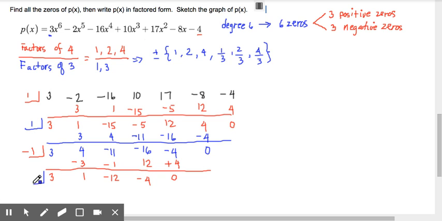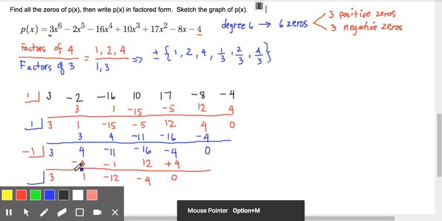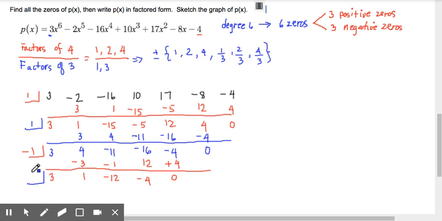So now we're going to test another number from our list. The first number that we tested was 1, and then negative 1, now 2, and then negative 2, and then we go on with the list. So let's do 2 here. I don't have space, so maybe I could just insert it here. So 2.